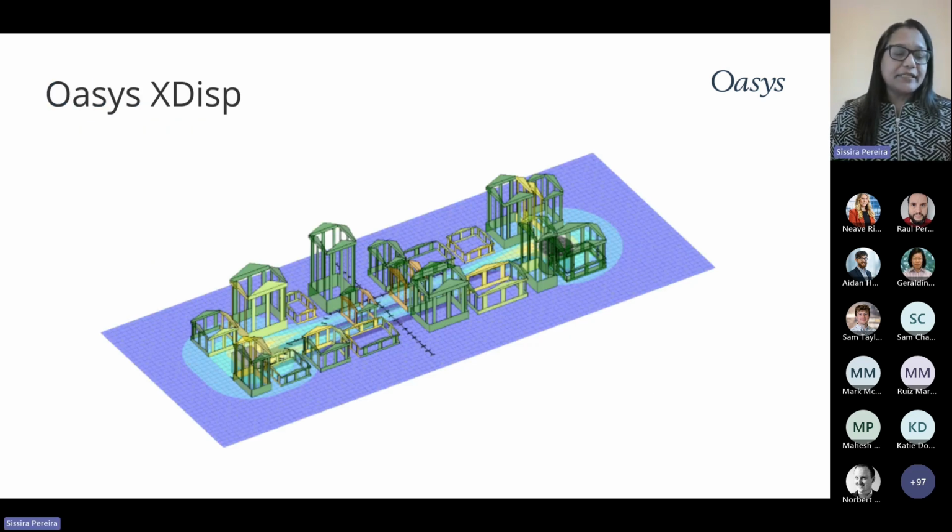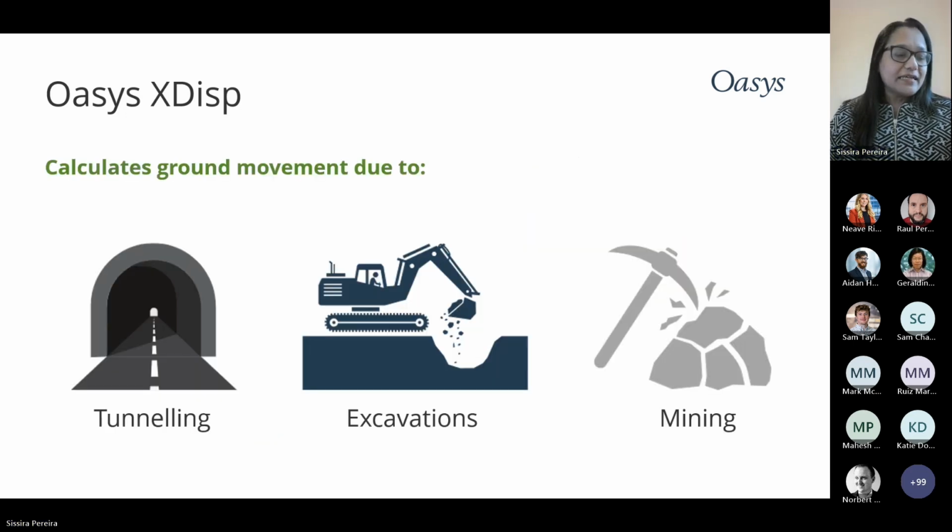So let's get started with our introduction to the Oasys program XDisp, which calculates 3D displacements in soil due to excavations. I am Cecília, as Norbert said, the application specialist for the Oasys geotechnical suite of software. Oasys XDisp calculates the ground movements induced by tunneling, embedded wall excavations, or mining works. This will be in terms of three-dimensional displacements and horizontal strains. It can perform subsequent building, utility, and rail damage assessments using the calculated ground movements.